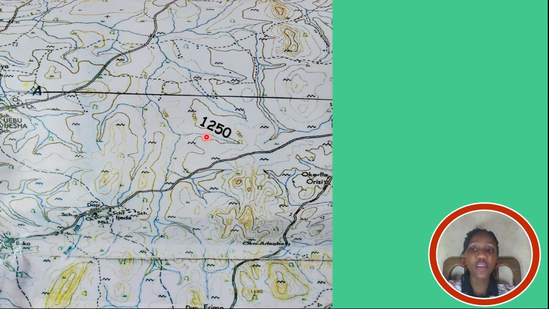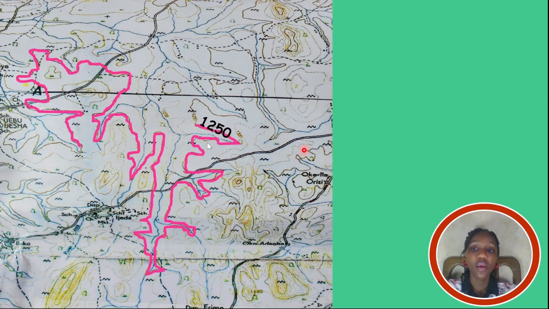Now, would you believe me if I told you that this 1250 feet contour line that we see here is also the first contour that crosses our line AB at the beginning? Let me trace it out so that you can see the whole extent. And so this also makes the first contour 1250 feet.